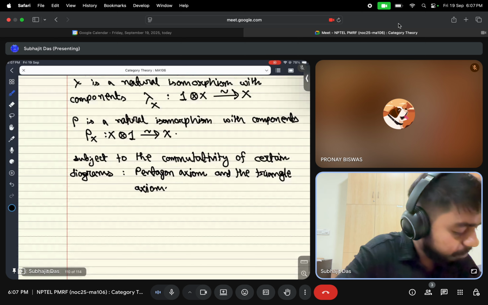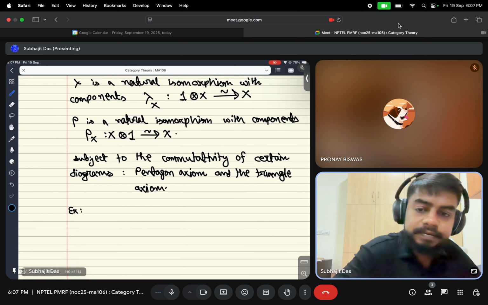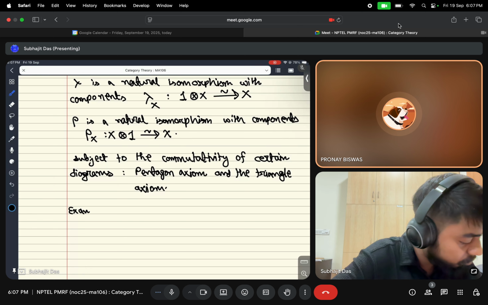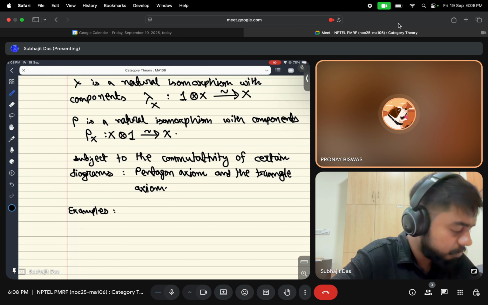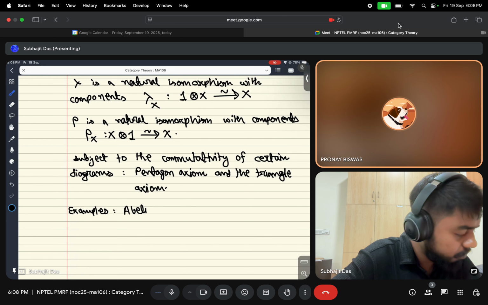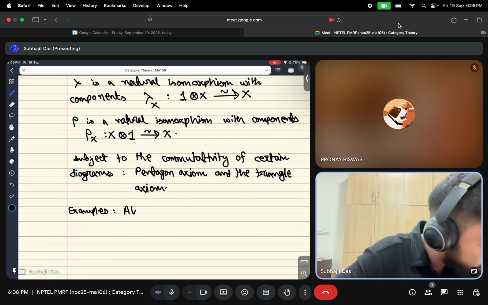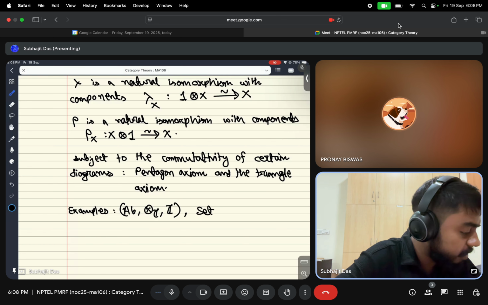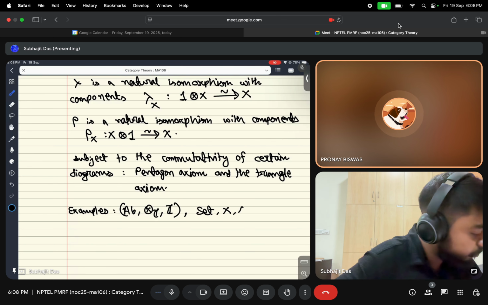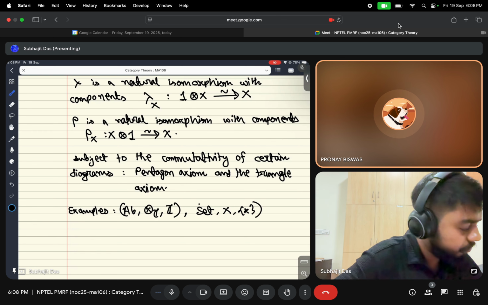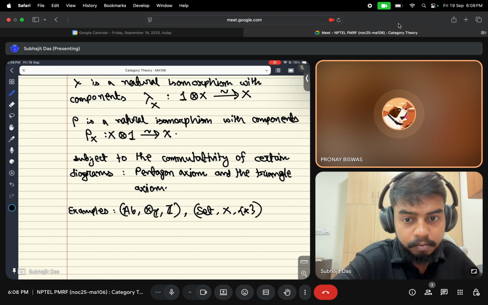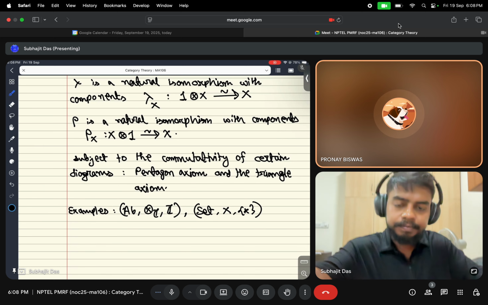And what are some examples of monoidal categories? One example or some examples? Okay, so let's write it like this: Ab, with tensor over Z. Then Set with the product structure.